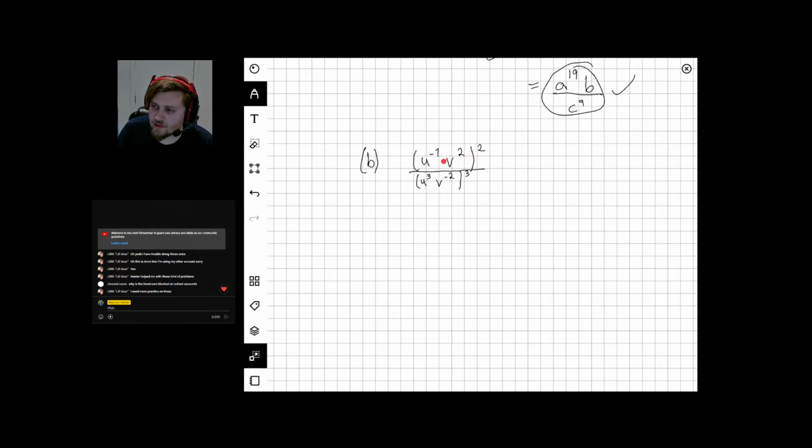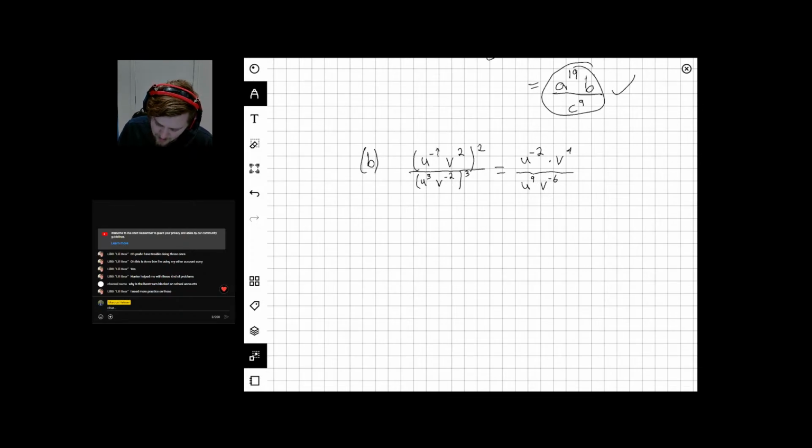So what do we know about exponents? Well, when we have multiplication, we distribute. And then what do we know about exponentiating exponents? We multiply, power to a power rule. So we distribute and multiply. So distributing and multiplying, we get u to the negative 2, negative 1 times 2. And then we get b to the 4, which is 2 times 2. On the bottom, same sort of deal. We get u to the 9, 3 times 3, and v to the negative 6.